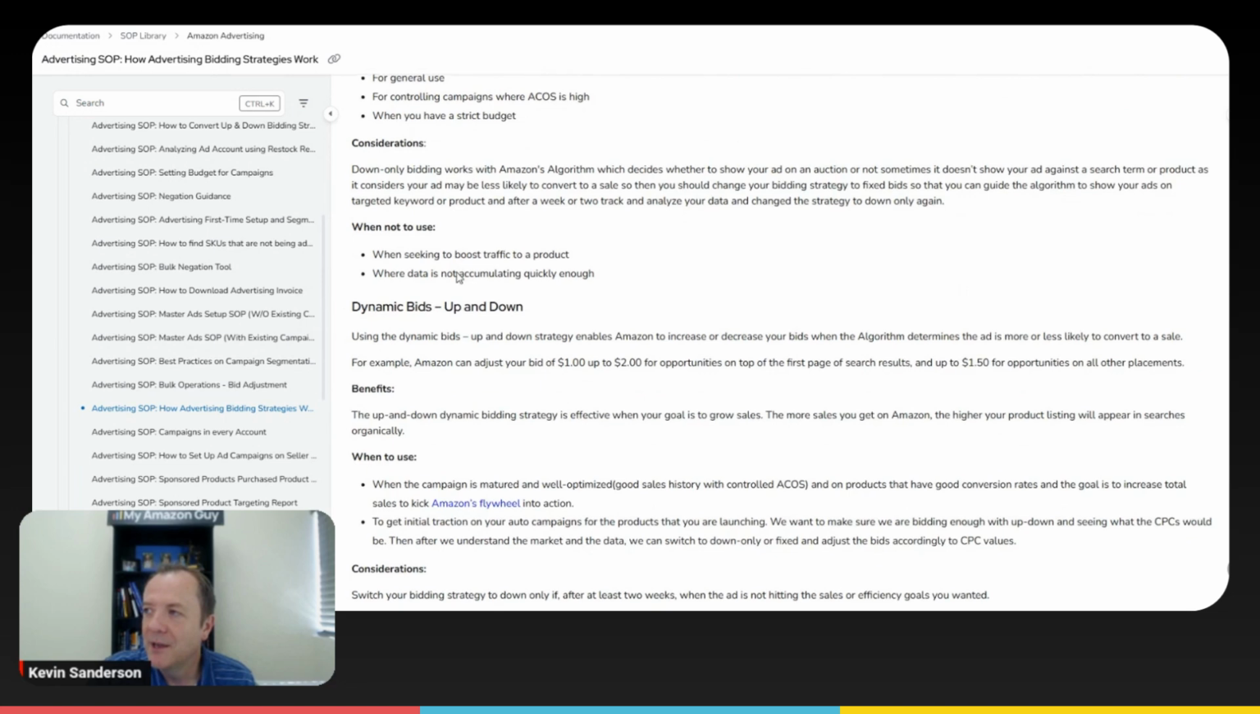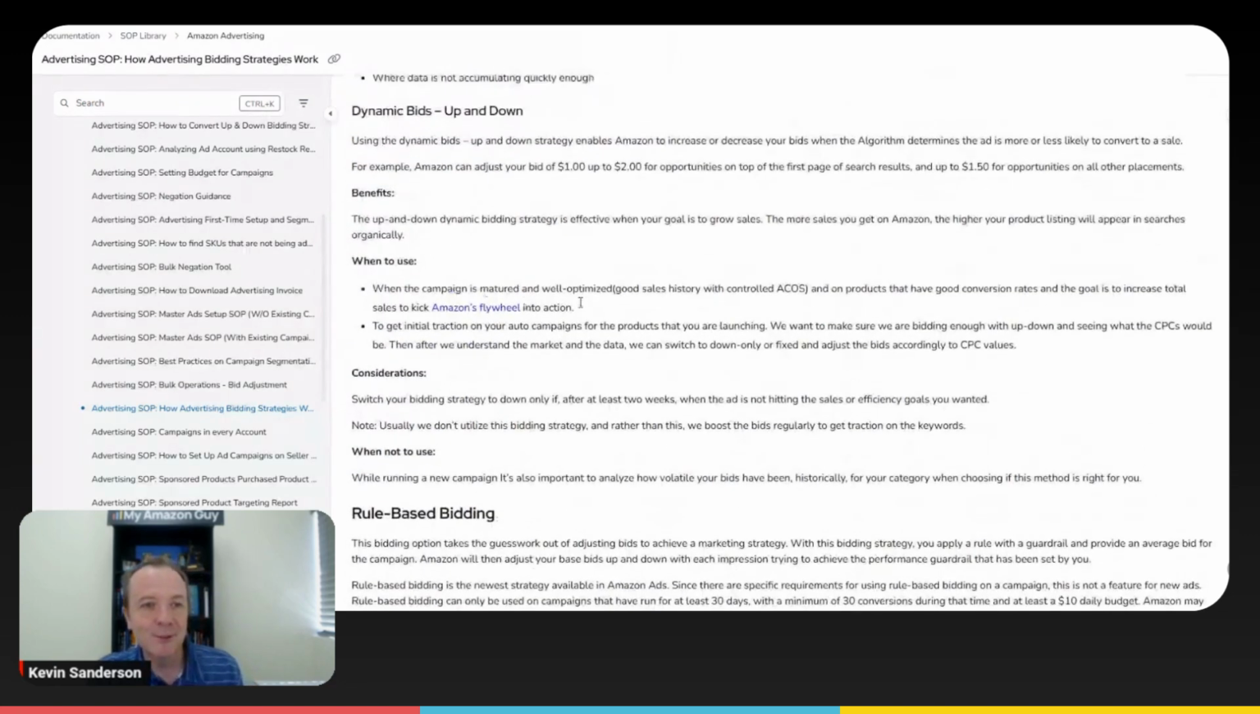Then you have dynamic bids up and down. This is the one that's a little more scary. This is saying, hey Amazon, I want to bid, let's say, $1. If they can get you good placements for 96 cents, they'll do it. But you could say you want to potentially bid an extra 100%, so your dollar bid could suddenly become $2.